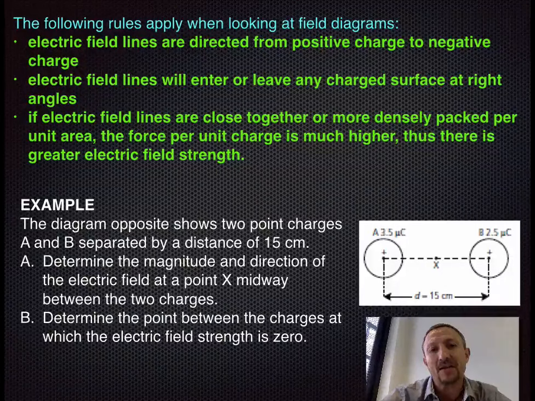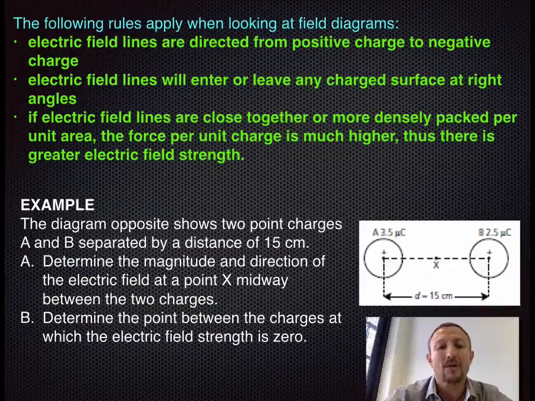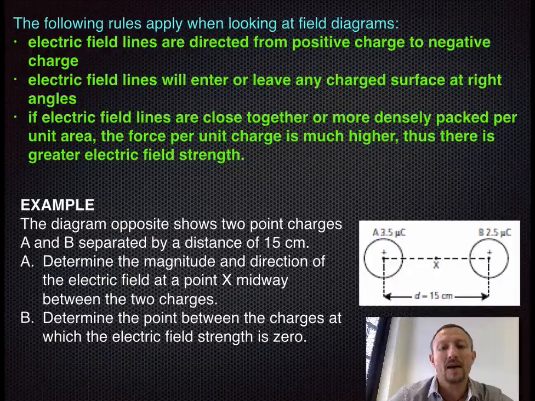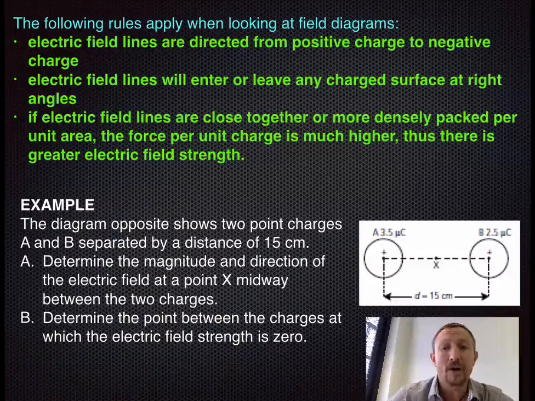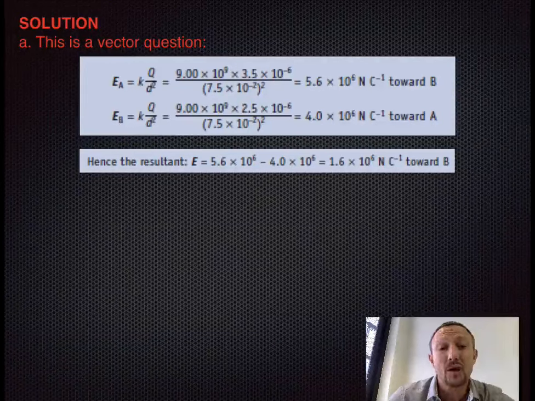Okay, welcome back. So how did you get on? Well, let's run through the first question. We're going to determine the magnitude and direction of the electric field at point X, which is midway. Now, the first thing to understand is that we're dealing in microcoulombs. So I need to convert 3.5 microcoulombs to 3.5 times 10 to the negative 6. Also, I'm dealing in centimeters, so I need to convert them into meters. Now, X, which is midway, is going to be half of 0.15 meters, which is going to equal 7.5 times 10 to the negative 2 meters.